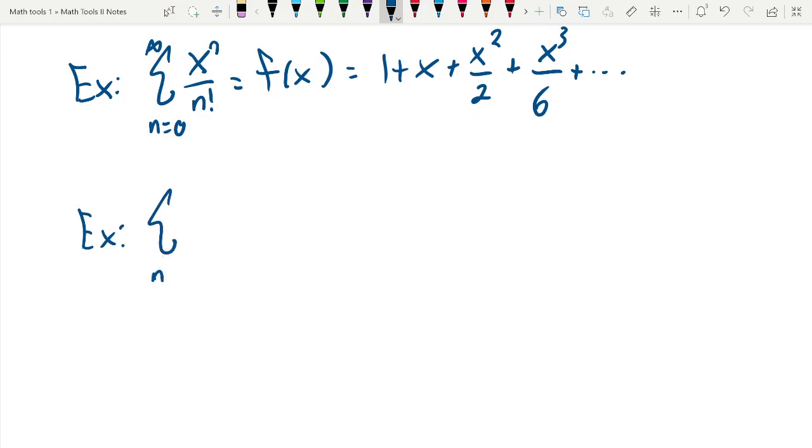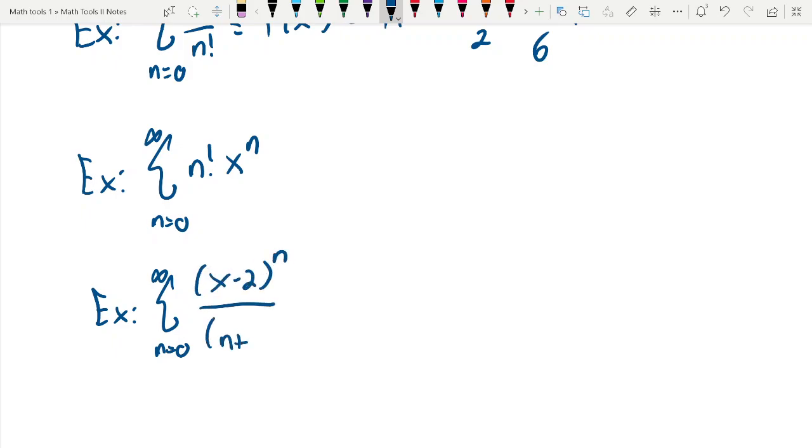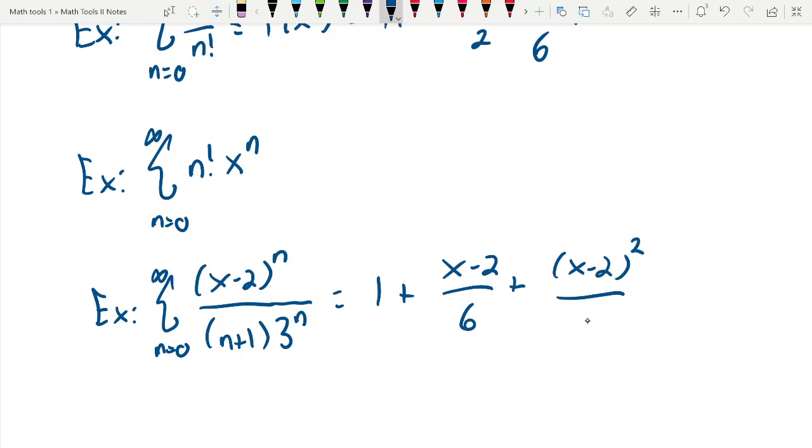Some other examples, we could even have the n factorial on the top. That's still a power series. Okay. One that's not centered at 0: we could have x minus 2 to the n over n plus 1 times 3 to the n. Okay, so a bit more complicated here. This is a power series centered at 2, right? So it would look like 1 plus x minus 2 over, this is going to end up being 6, plus x minus 2 squared over, this will end up being 27, etc. Okay.